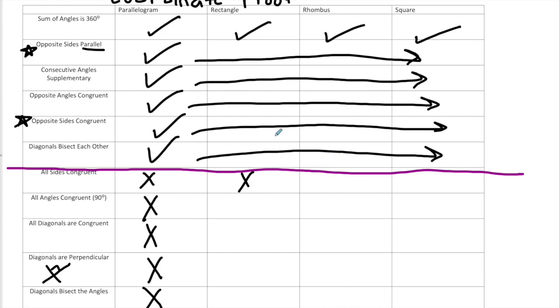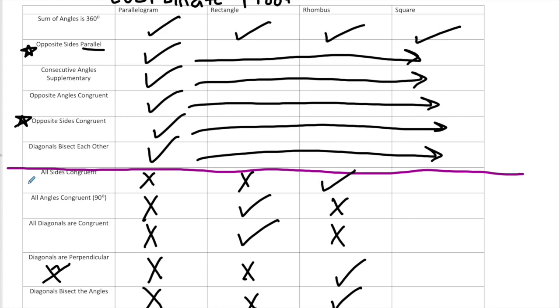But here's where it gets interesting. So a rectangle below the line, everywhere a rectangle is false, a rhombus is true. For example, rectangle, all sides not congruent, but actually with a rhombus they are. The angles are all congruent with a rectangle, but they're not with a rhombus. The diagonals are actually congruent, due to the Pythagorean theorem is one way to show it, but not true with a rhombus. The diagonals are perpendicular. That's actually not true with the rectangle, but is true with a rhombus. And the diagonals do not bisect the angles of a rectangle, but they do in the event of a rhombus.